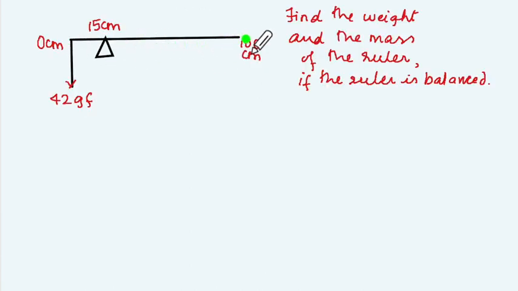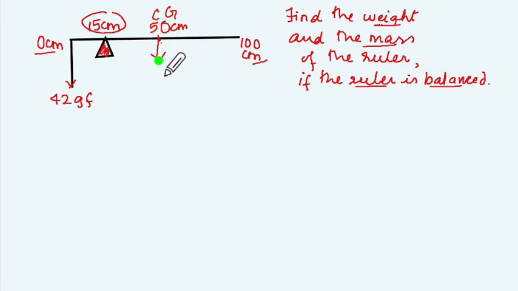We have a uniform meter ruler. This is 0 centimeter, this is 100 centimeter, and at 15 centimeter it is pivoted with a 42 GF suspended from 0 centimeter. The meter rule is balanced. They are saying that if the meter ruler is balanced, then find the weight or the mass of the ruler. Where is the weight of the ruler acting from? It will act from the center of gravity, which is 50 centimeter.